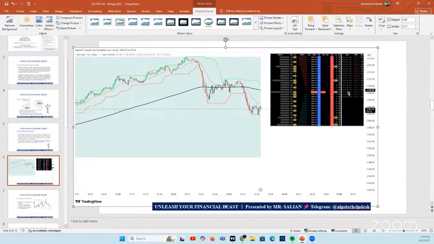This is now the order book. In TradingView, there's a way to see this. This is an indicator. I will show you later on what exactly this is.